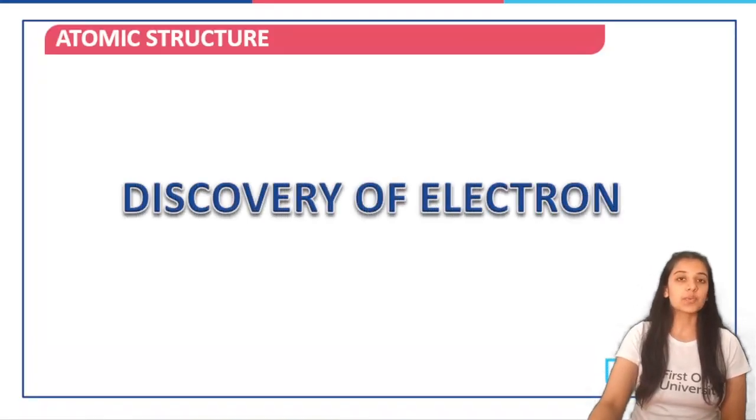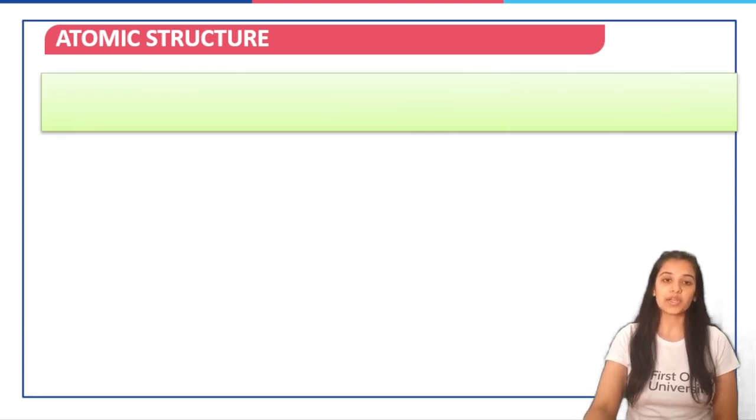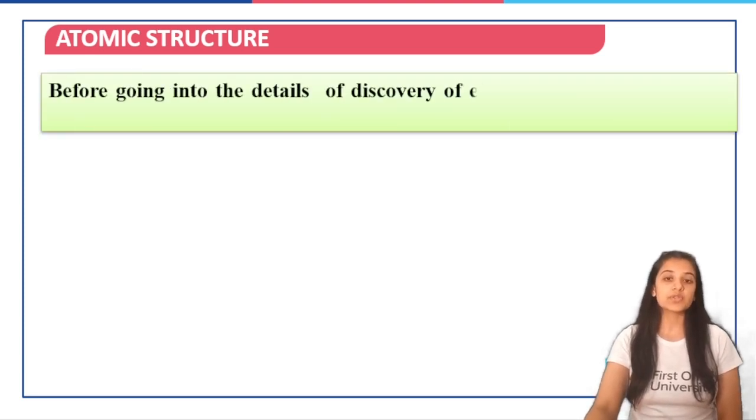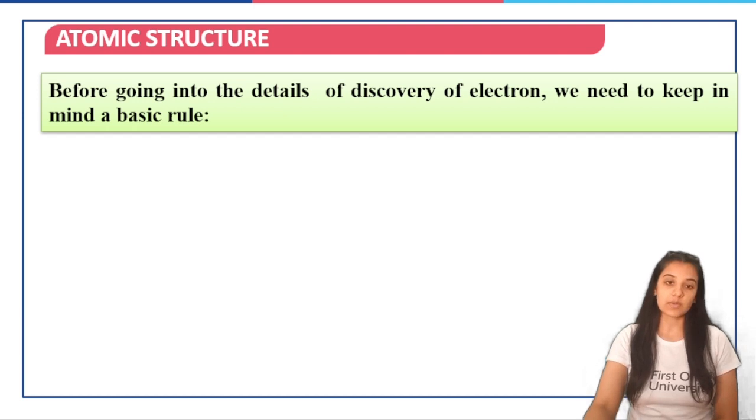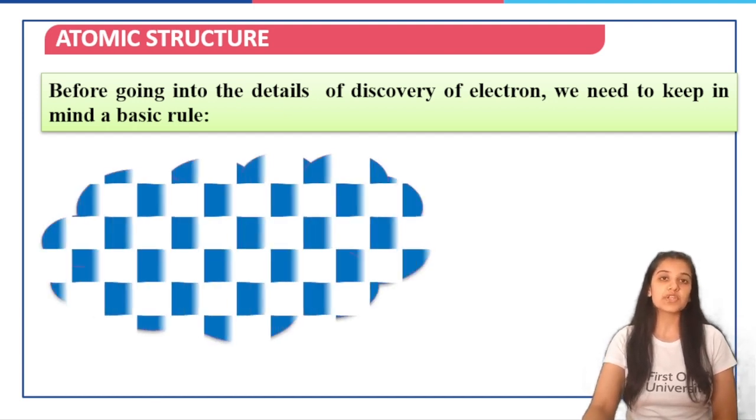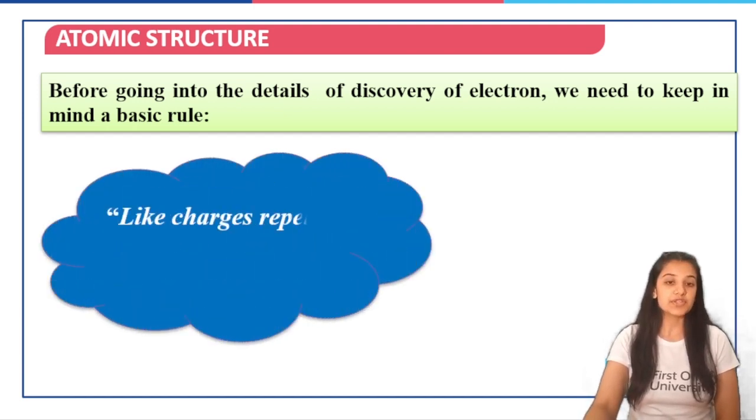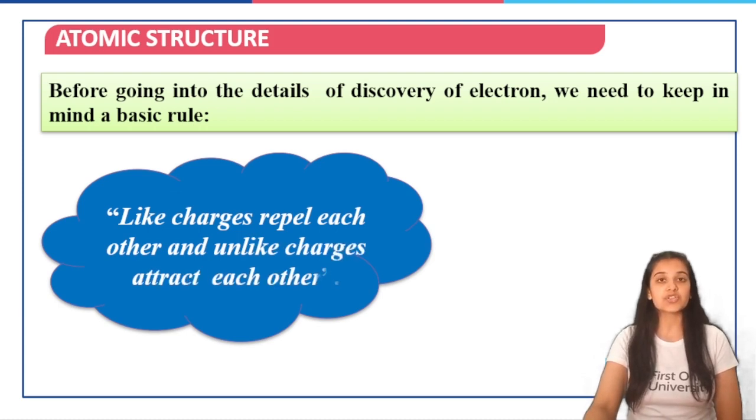Let us start with the discovery of the electron. Before going into the details of how the electron was discovered, there is a basic rule that we need to keep in mind. And that basic rule is: like charges repel each other, and unlike or opposite charges attract each other.